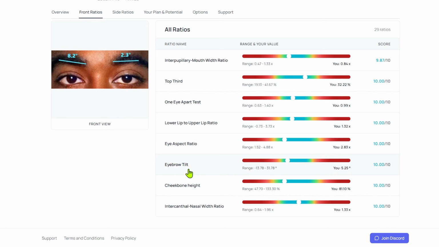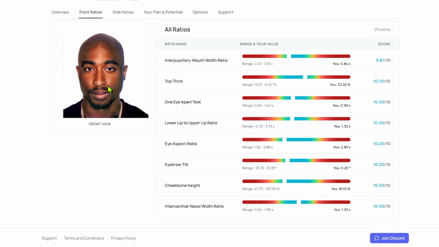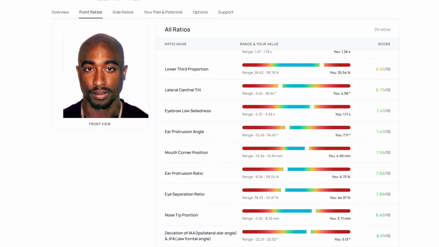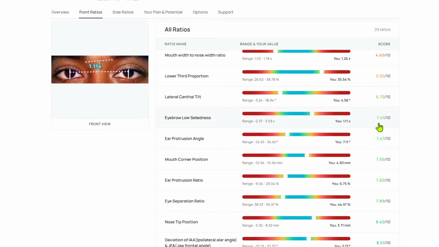That's really good. His eyebrow tilt is also positively tilted. Pretty ideal, not too positively tilted. He doesn't look too angry. Unfortunately, the eyebrow low settedness is not very low set. He has medium to high set eyebrows. And I think we'll be able to see that. Yeah, 7.4. I would say they're medium set, so they're not very low.